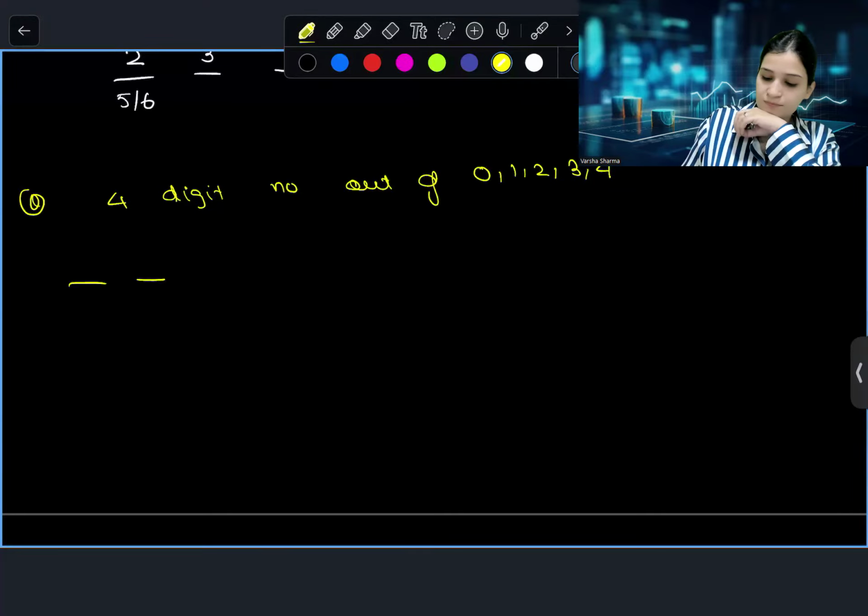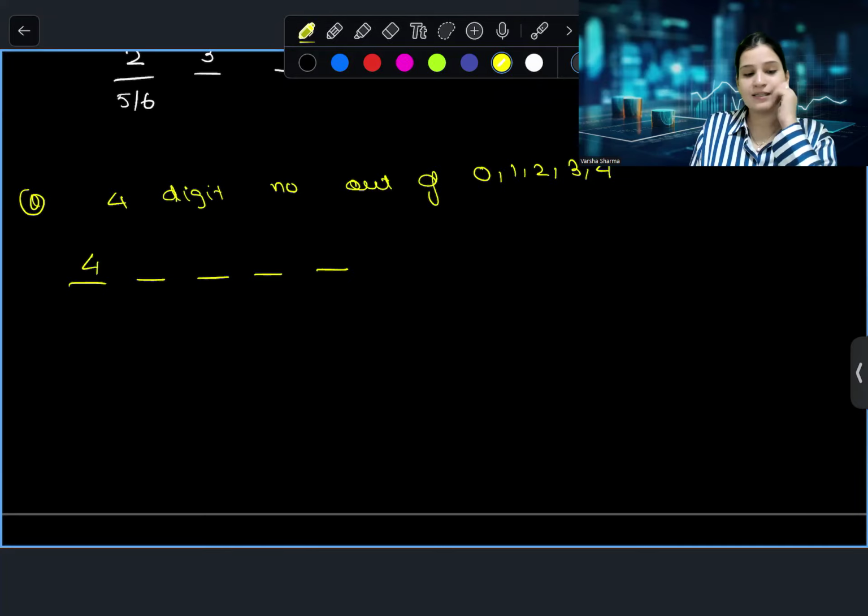So 4-digit number. First place cannot be filled by 0. 4 options. One of them sits. Out of 5, 1 is gone. Then there is no more restriction. So 4, 3, 2, 1. 96 options. Any doubts?